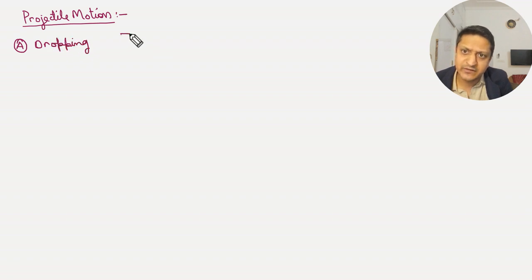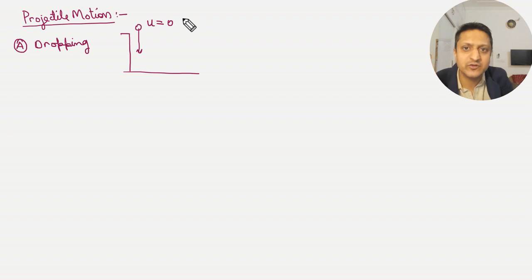In dropping, it means that some object is here and it goes down. Dropping means the initial velocity is zero. There is an object and I'm not throwing it, just leaving it, and gravity acts here, so it goes downwards. So the acceleration here is equal to gravity.